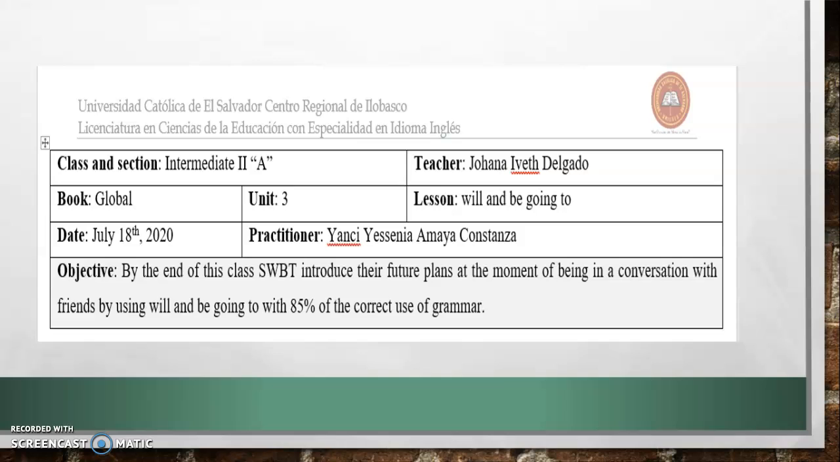By the end of this class, students will be able to introduce their future plans when in a conversation with friends by using will and be going to with 85% correct use of grammar.